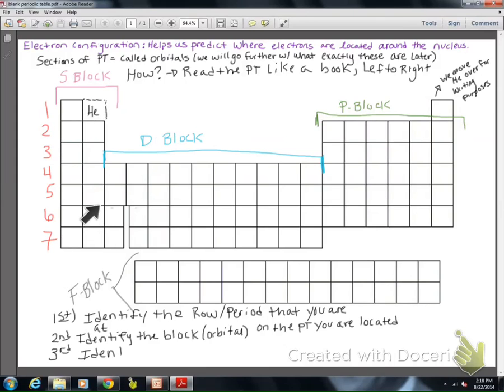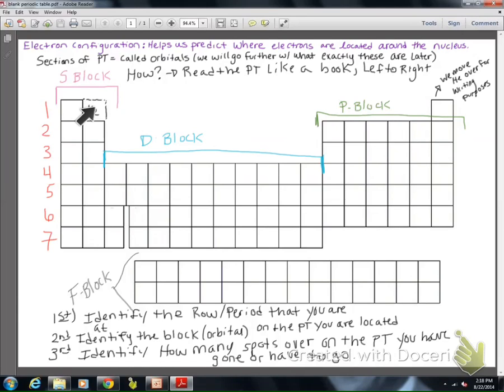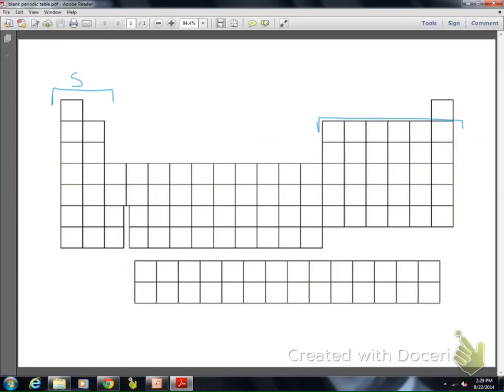And then the third thing that we're going to identify is how many spots over in that block we have gone on the periodic table, or how many we have to go. So for example, the S block, we're only going to ever go 2 over. The D block, we could go 10 over. The P block, we could go 6 over. And the F block, we could go 14 over. So I'm just going to relabel this for the sake of having some room to talk to you. So we're going to have our rows in there.